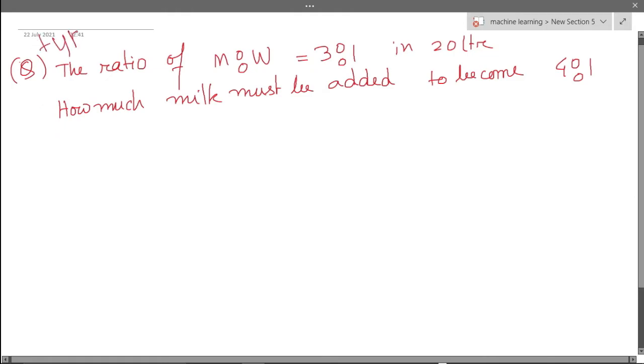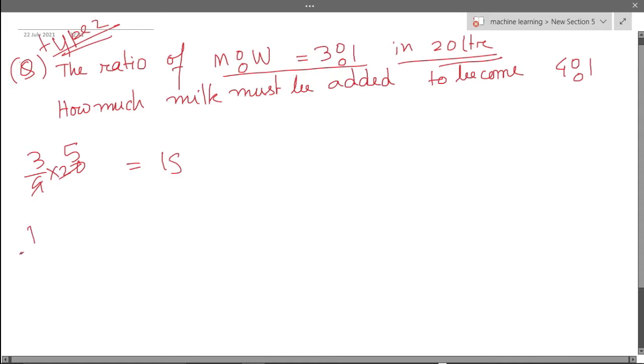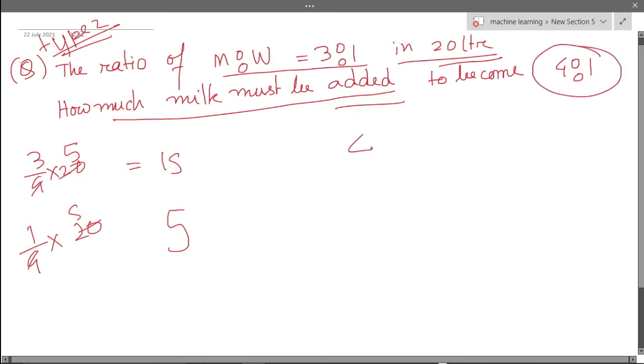This is a type 2 question, and the previous questions were type 1. This is a different kind of question. So the ratio of milk to water is 3:1 in 20 liters. So the amount of milk is 3 by 4 into 20, which is 15. The amount of water is 1 divided by 4 into 20, which is 5.